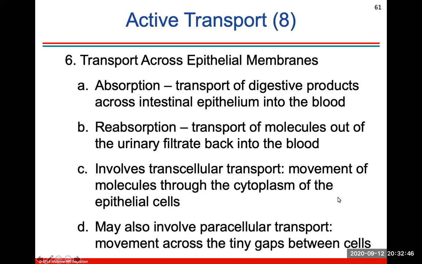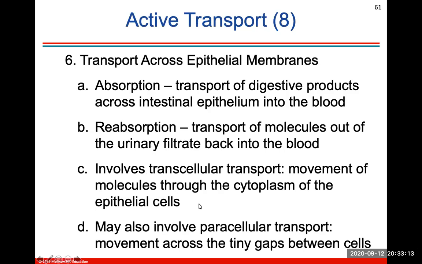Transport across epithelial membranes happens through absorption or reabsorption. Absorption is the transport of anything digested across your intestines into the blood. And reabsorption is the transport of molecules out of your urinary filtrate back into the blood. So you'll notice when we get to the digestive system, we'll talk about absorption. And when we get to your urinary system, we change it to reabsorption.